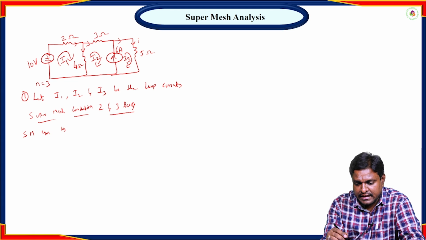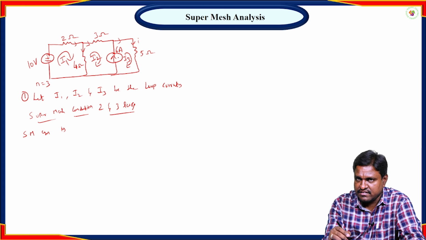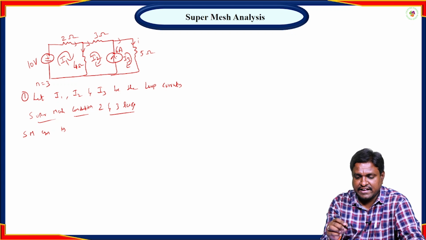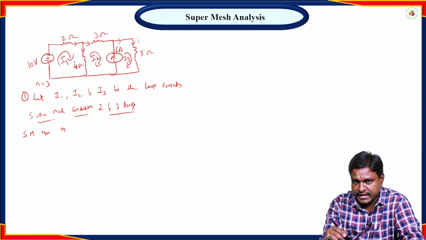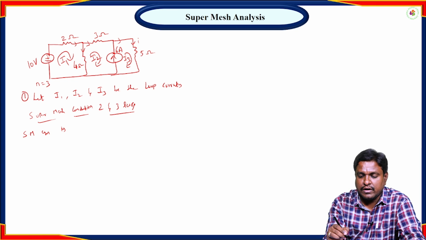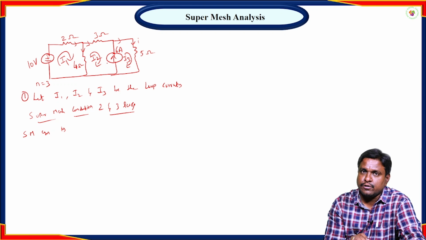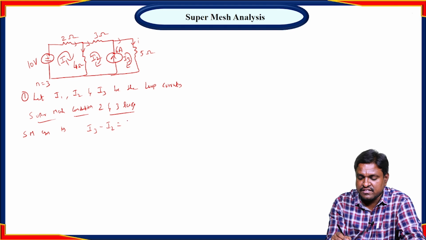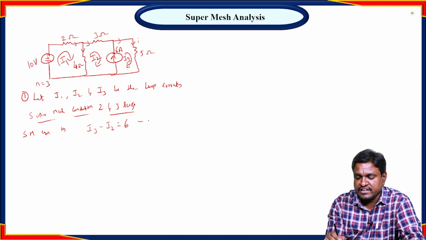here we can see that the direction of the current I3 is in the same direction as the 6 ampere source, whereas I2 is in the opposite direction to the 6 ampere source. The loop direction of the current I3 is in the same direction as the loop current, whereas I2 is in the opposite direction. So I3 is positive with respect to I2. So we get the equation I3 minus I2 equal to the value of the source, which is 6 amperes. This is the first equation.